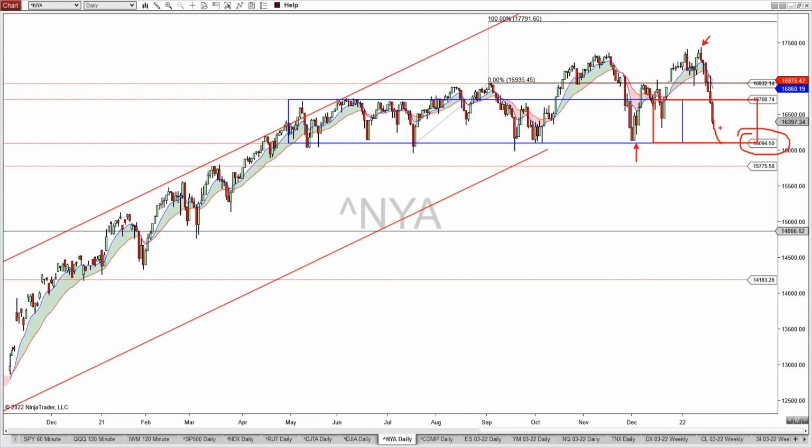So we'll be watching for continuation on the downside at this level here, or if it could pop back up and get back above this 16,700, then we're going to be watching this pivot high once again, this level here at the 16,935 area.